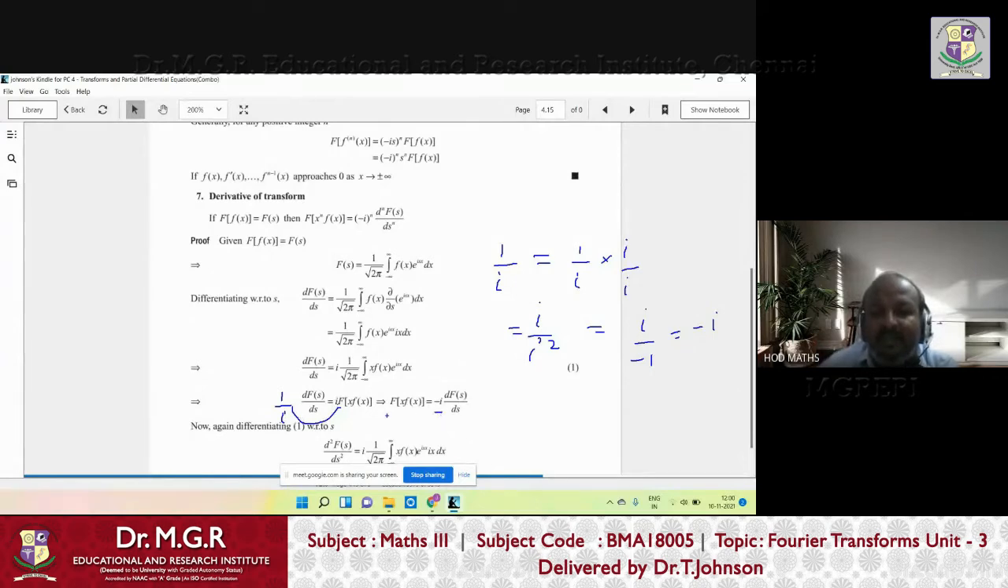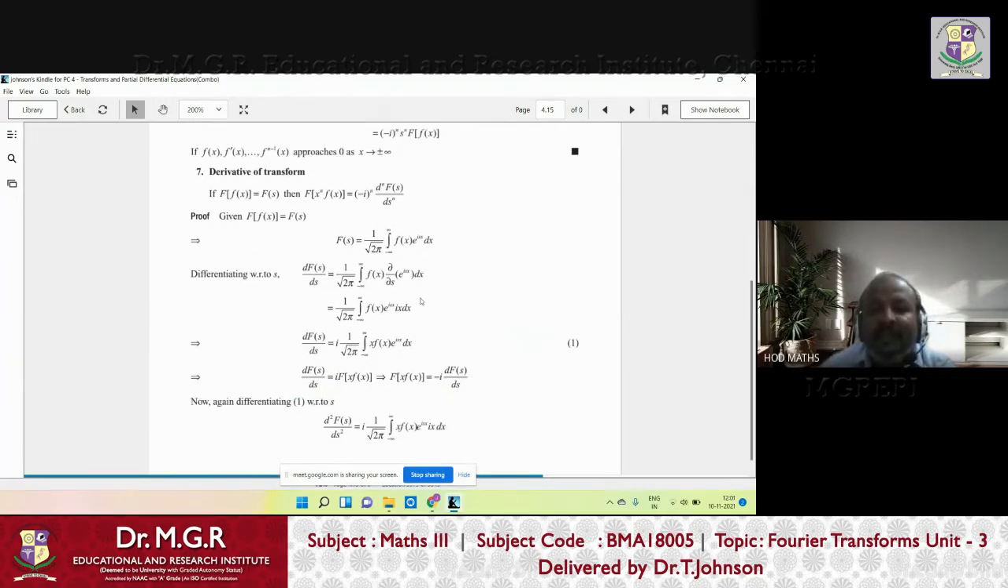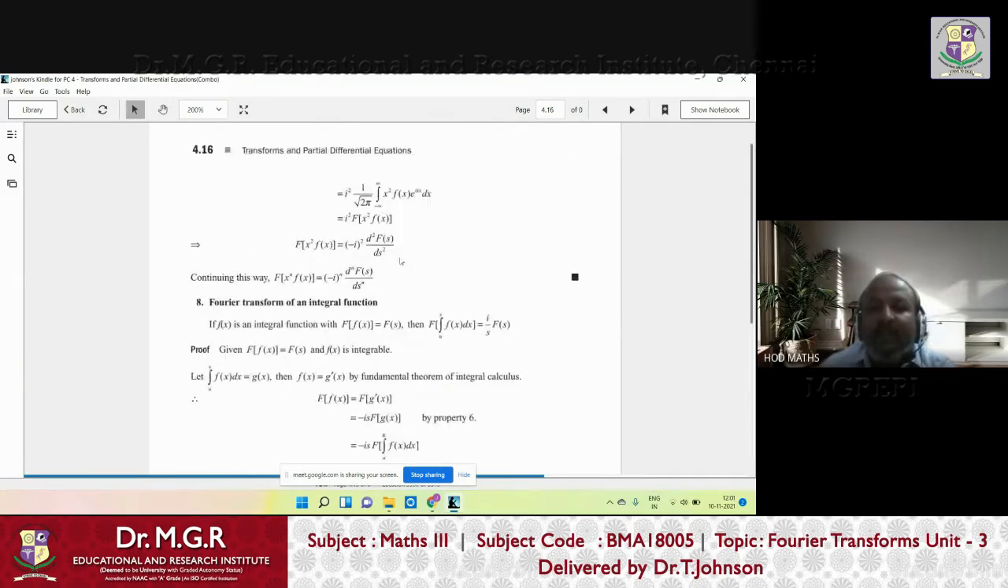So the Fourier transform of x into f of x can be written as minus i times dF of s by ds. Again the same thing: when you differentiate with respect to x one more time, that minus i goes to the other side again, so it becomes minus i the whole squared. And on the left hand side, previously we had x into f of x, now we have another x, so it becomes x squared into f of x.